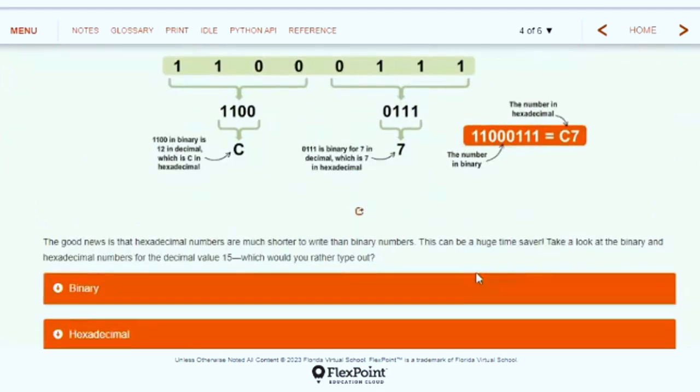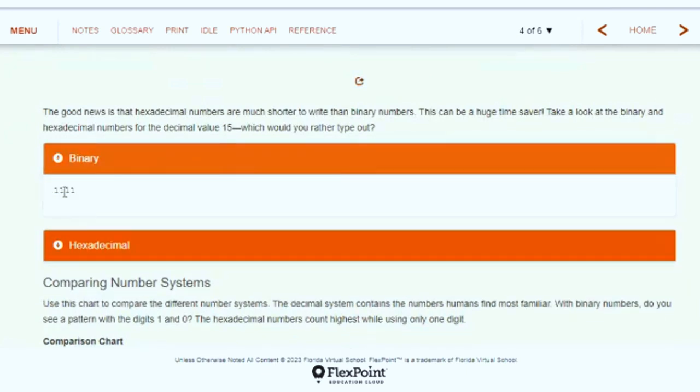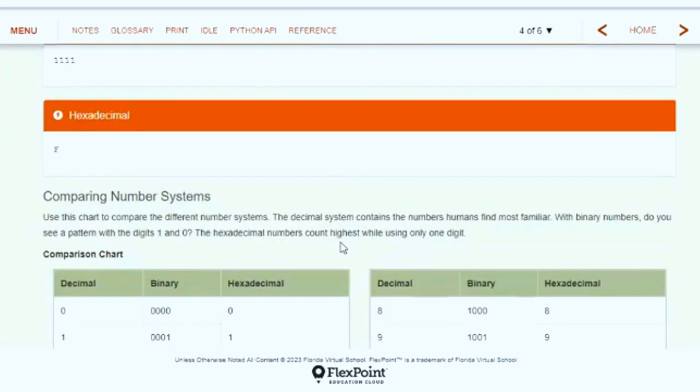So let's look at the binary and hexadecimal numbers for the value 15. Which would you rather type out, right? So this is 15, 1111. That's a 1, a 2, a 4, and an 8. Hexadecimal, it's just an F. Easier, simpler. We just don't commonly think in binary or hexadecimal, so it takes a little work at first.